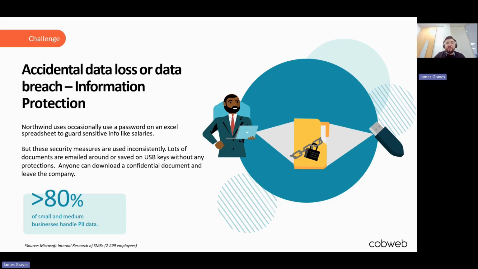So Northwind occasionally uses a password on an Excel spreadsheet to guard sensitive information such as salaries. But these security measures are used inconsistently. Lots of the documents are emailed around or saved on USB sticks without any level of protection whatsoever. So anyone could download a confidential document and potentially leave the company. So there's potential data leaks that are going to happen straight off the back of that.